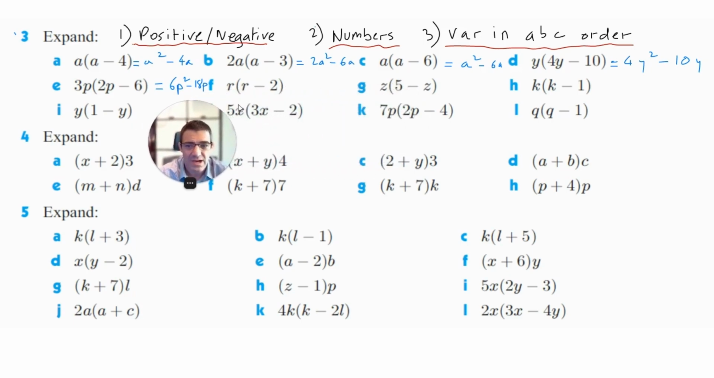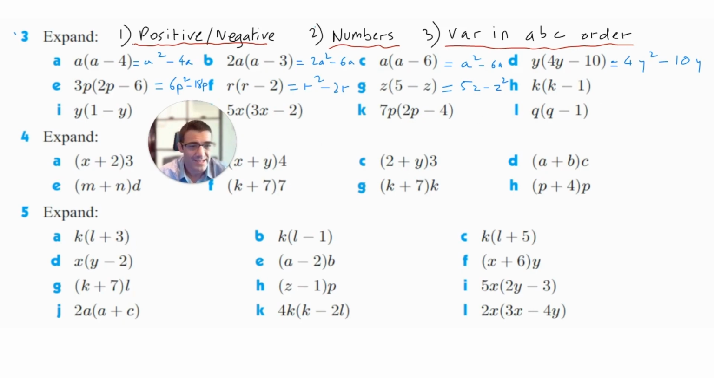The next question says r times r minus 2. So I'm just going to say that that's r squared. And then if you're comfortable with this, I can say minus 2r. Minus 2r. So make sure my minus is big enough. Maybe I'll make it a little bit bigger. Minus 2r. Good. Okay, the next question says z times 5. Well, you still put the number in front. So you still go 5z. And then minus times plus is positive, is negative, sorry, so minus. And then z times z is z squared. So it's 5z minus z squared.